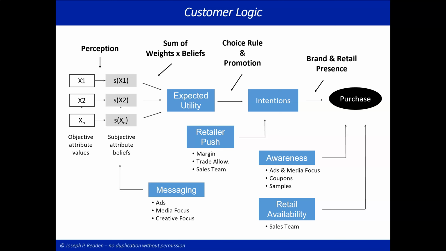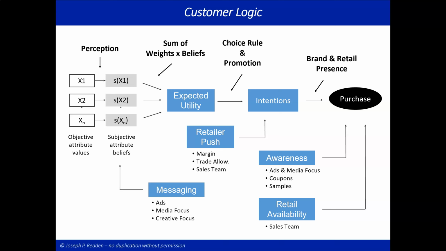Now, what's going to decide how much a retailer decides to push a product will be the margin. How much money does the retailer make when they sell that product? The trade allowance. Those are the funds that the retailer is given to help promote and push the product, as well as the sales team. Has the manufacturer's sales team given the retailer information and other support to help push the product? And based off this retailer push, the consumer has intentions of what they intend to buy, but then they may notice other things at the retail. It could be out of stock. Lots of things can happen that can still change the actual purchase.